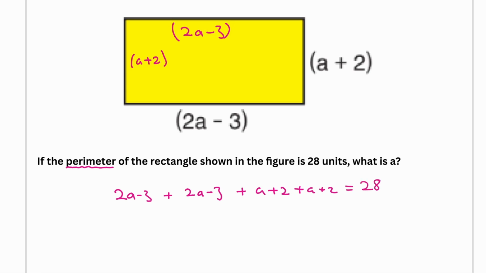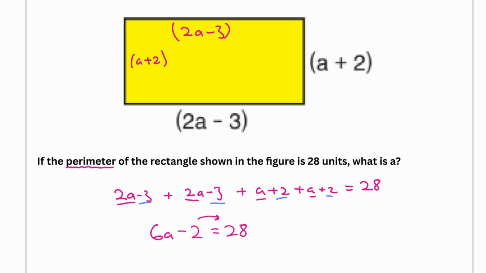It's asking for us to find a. Let's combine the like terms. We have constants, and then we have terms with variable a. 2a plus 2a plus a plus a, 2 plus 2 is 4, 5 and 6. 6a. And then I have negative 3, negative 3 would be negative 6, plus 2 is negative 4, and plus 2 is negative 2. Negative 2 equals 28.